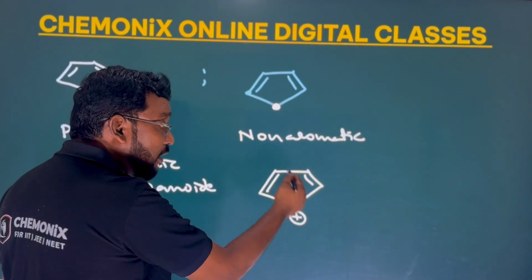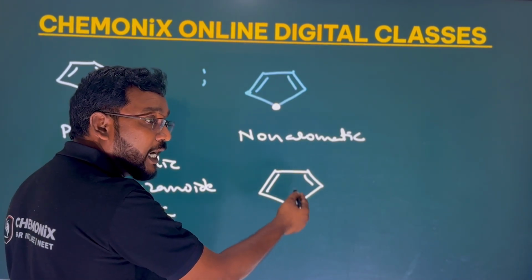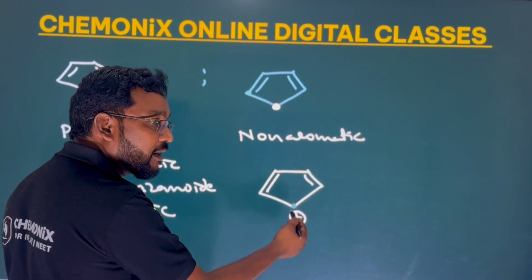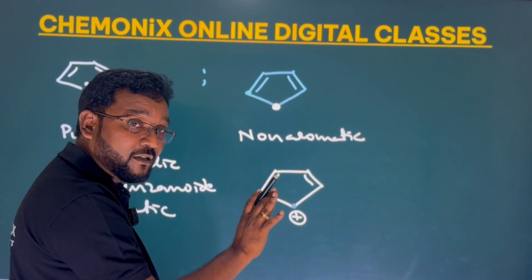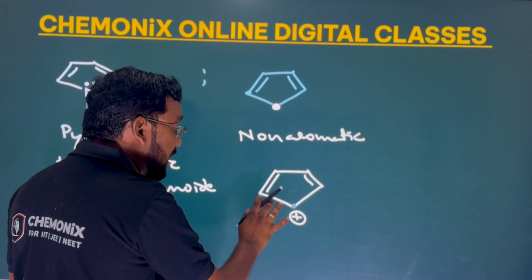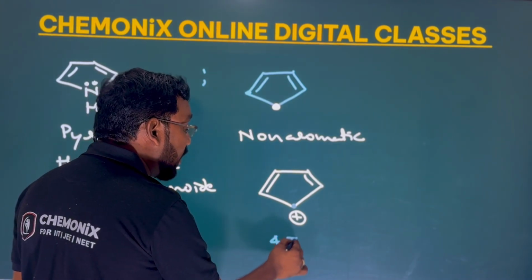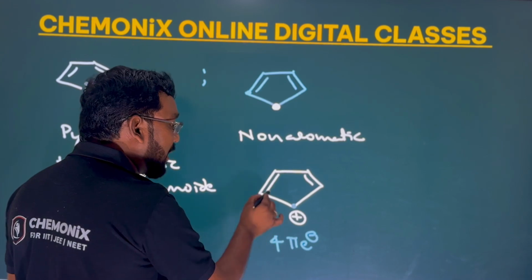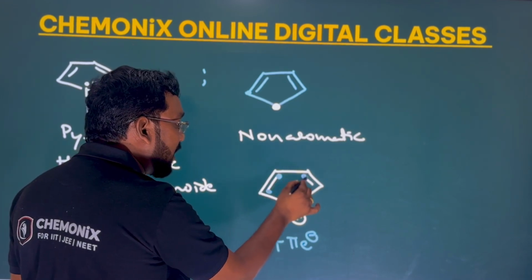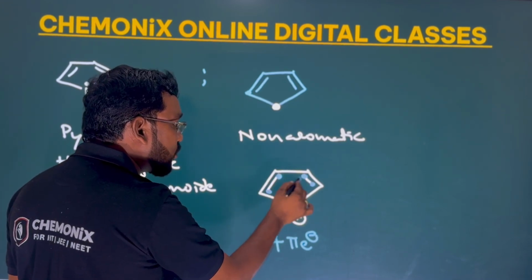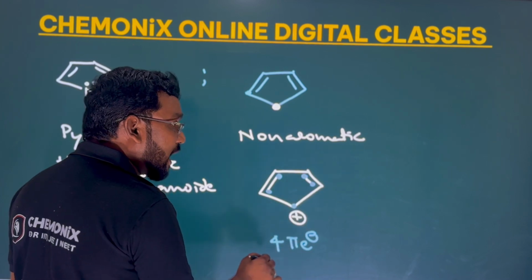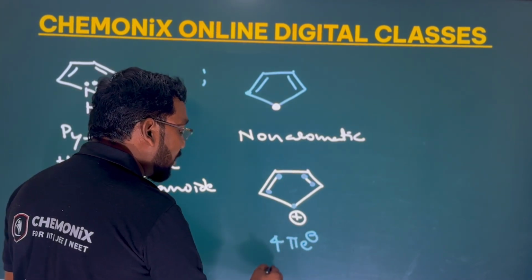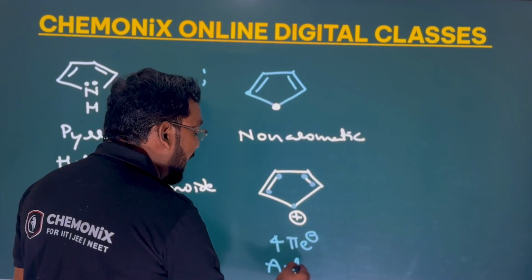Now here it is a conjugated cyclic ring, and all the atoms are sp2 carbons, so no doubt it will be a planar ring, with a 5-membered cyclic ring. Okay guys, now you can check how many conjugated pi electrons are there here. Only 4 conjugated pi electrons are there. Here the positive charge means there is no electron, but 2 conjugated pi bonds are there. Every pi bond contains 2 electrons, so 2 plus 2 is equal to 4 electrons. So 4 conjugated pi electrons are there, satisfying the 4n pi electron rule. Therefore, this is an anti-aromatic compound.